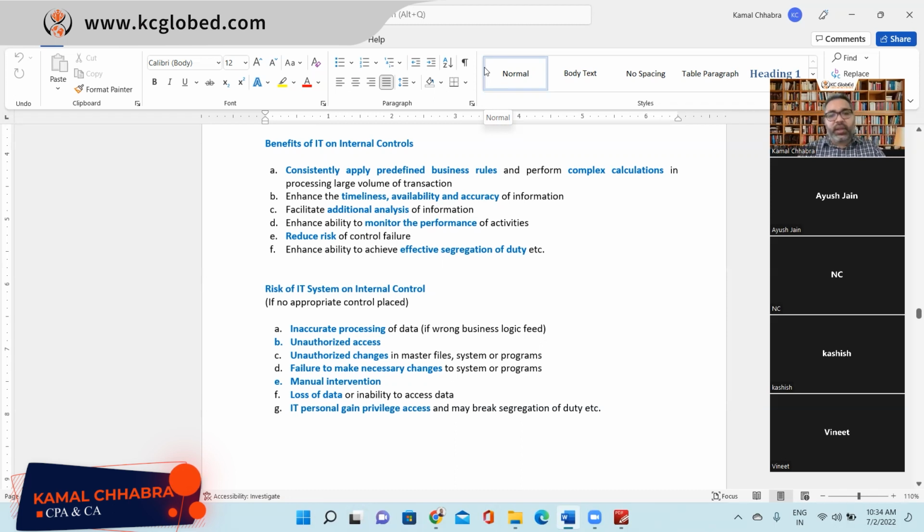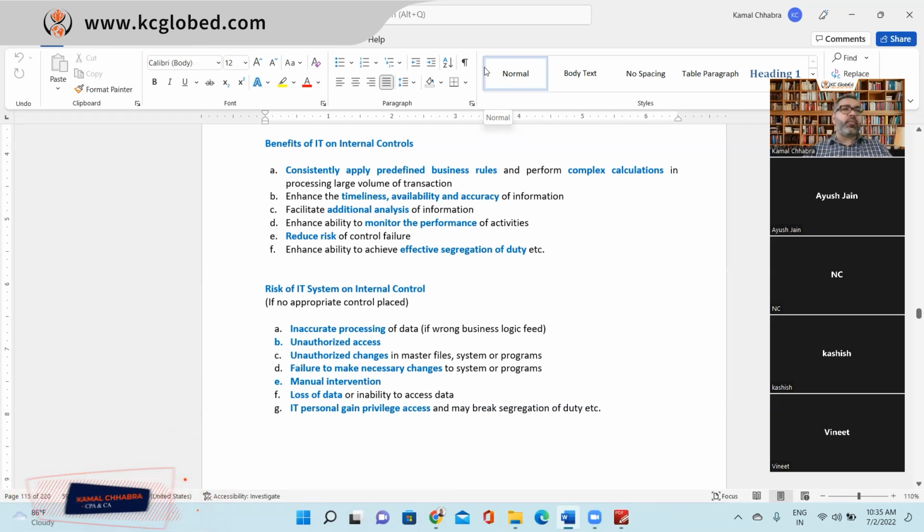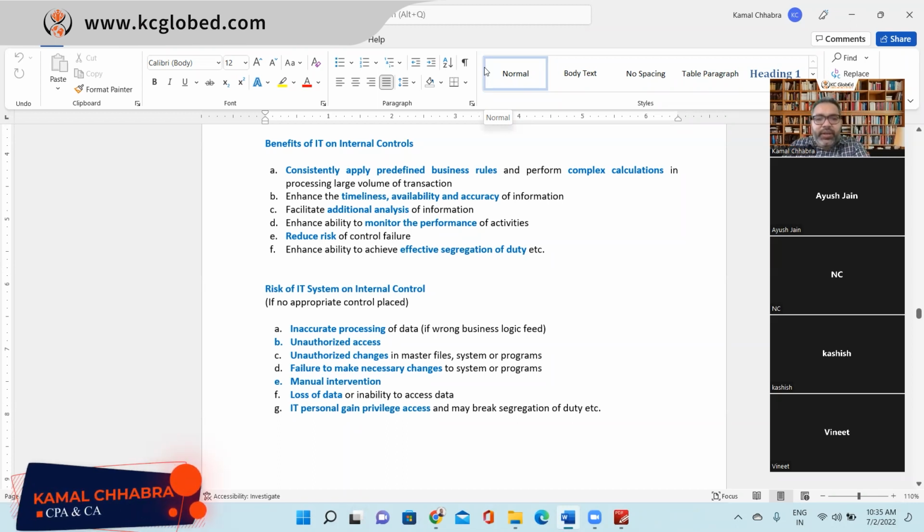And it helps in reducing the risk of control failure, because manual controls are more prone to failure than system controls, right? With system controls, once you fix 2 plus 2, it should reflect 4 all the time. But if you say to Kamal 2 plus 2 is 4, I'm not sure I'll be writing 4 all the time. It may sometimes go to 3 or 5, right? But if you have given this command to the calculator, it would come as 4 all the time, right? Make sense? Last one is enhanced ability to achieve effective segregation of duty.